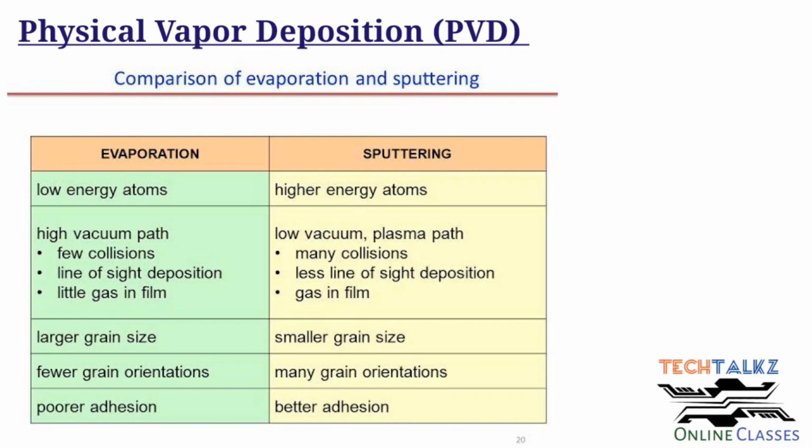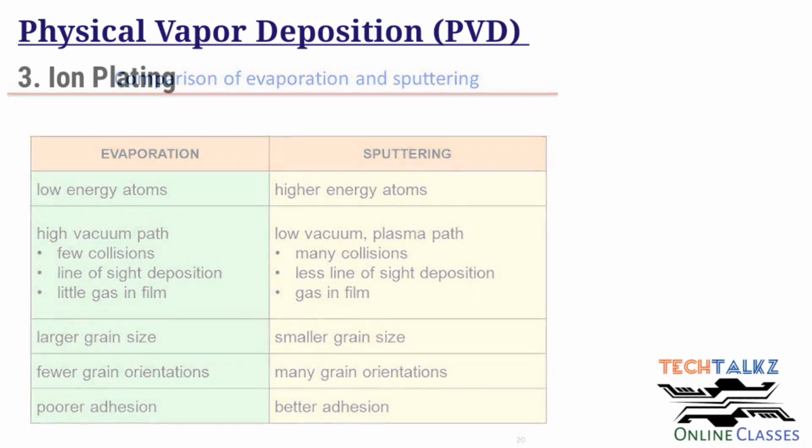And the main advantage of sputtering is that materials having a high melting point can be easily sputtered. In the evaporation process, it is very difficult for those having a high melting point. And in the sputtering technique, the deposited film will have better adhesion on the substrate than evaporated films.